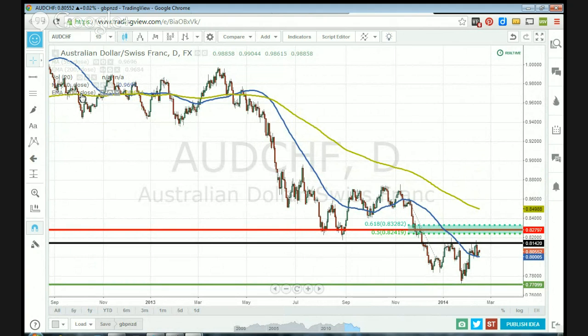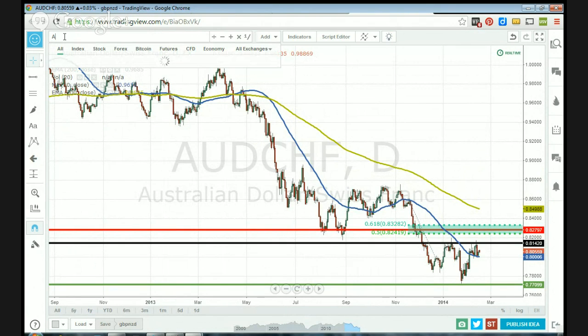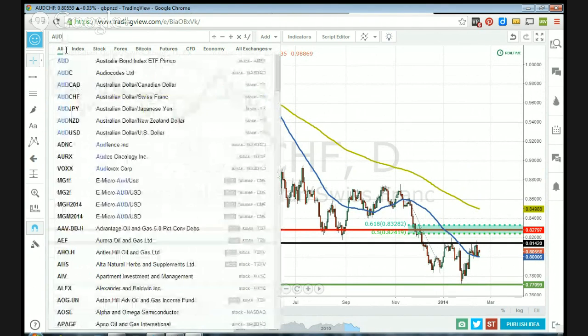Okay. So Aussie Swiss, we talked about this, Euro Aussie as well. My entry order's still on, so we'll see if it gets filled at that black line. Other than that, Aussie Yen.